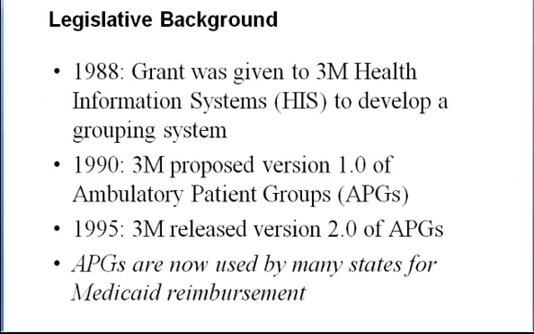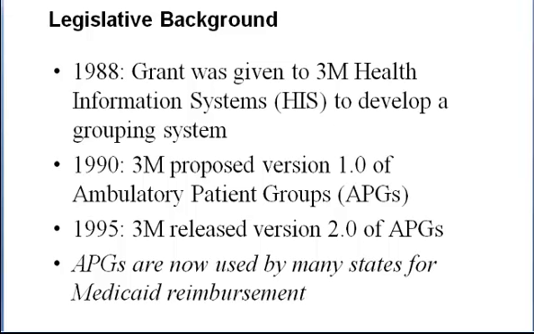A grant was awarded to 3M in 1988 to develop a grouping system for the outpatient prospective payment system. In 1990, 3M did propose version 1.0 ambulatory patient groups, or APGs. The APG system is a visit-based classification system that describes the amount and the type of resources that are consumed during a particular visit. A visit is an encounter between a patient and a healthcare provider.